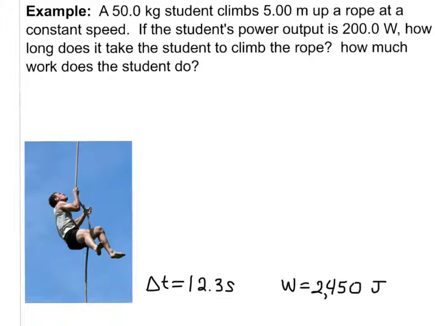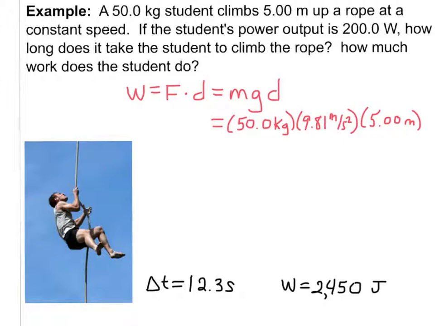So if the time it took for the student to climb was 12.3 seconds, and the work the student did was 2,450 joules, then you got it right. Let me show you just briefly how that works in case you didn't get it right. To find the work, I would actually do the work first because once I find the work, it's easier to find the time. So work equals force through distance. I can substitute mg in for the force because the only force acting on this student that we've been told of is the force of gravity. We're not including friction or anything of that nature. So we're going to substitute mg in for the force of gravity. And the displacement is 5, and so I get for my work, when I multiply these together, 2,450 joules.